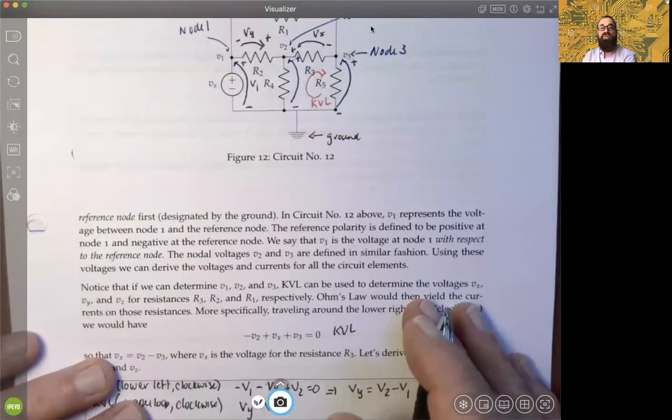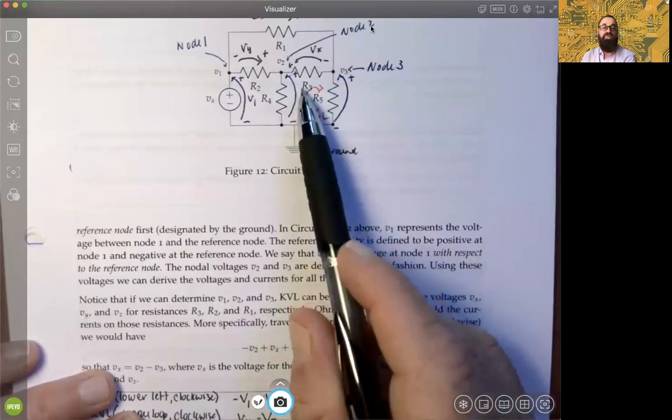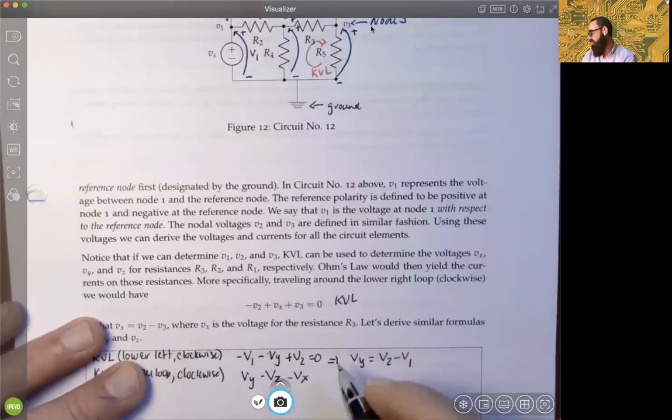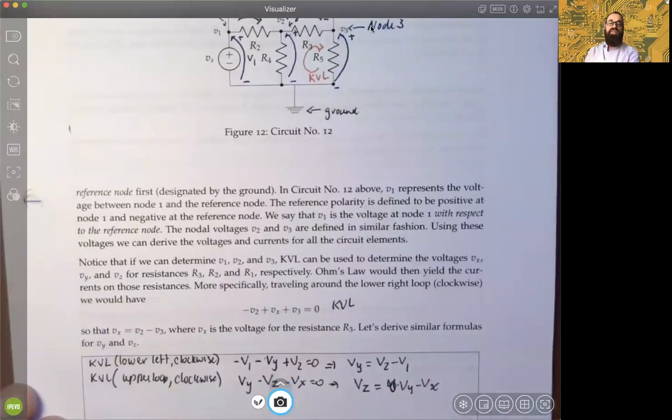And then we would come back into Vx here, coming across this loop, and it would be the negative polarity. So we have a minus Vx, okay? Set that equal to 0. What does that say? Solving for the voltage at Vz is basically the difference between the voltage Vy minus Vx, okay? So what does that tell us?